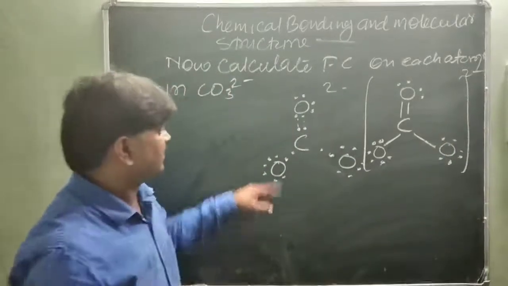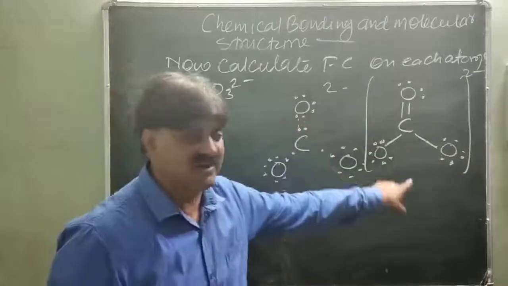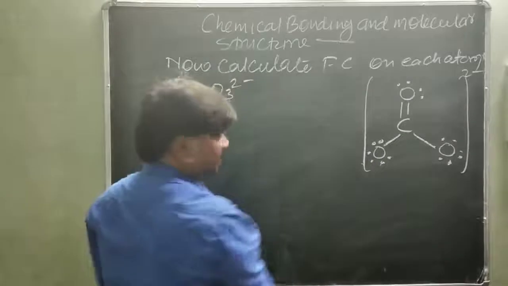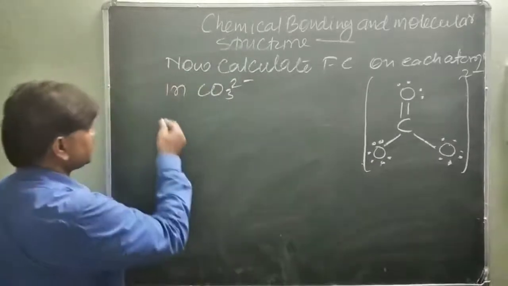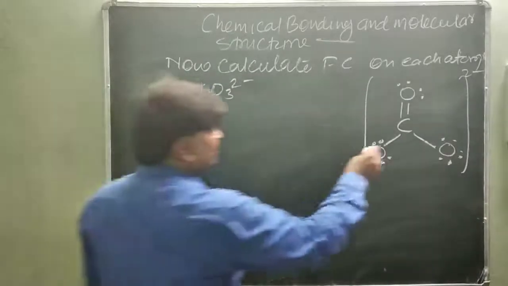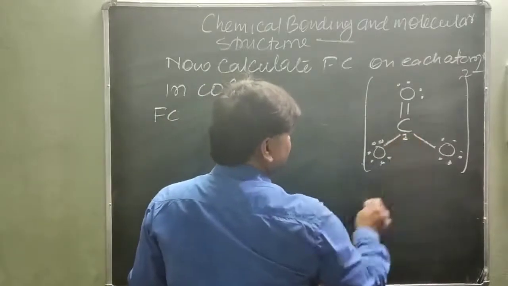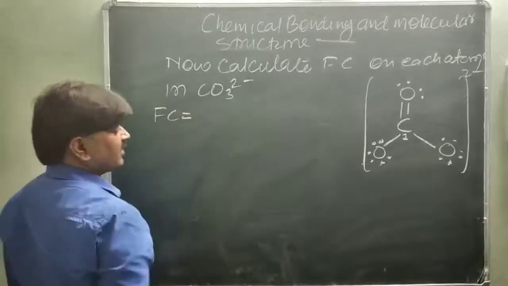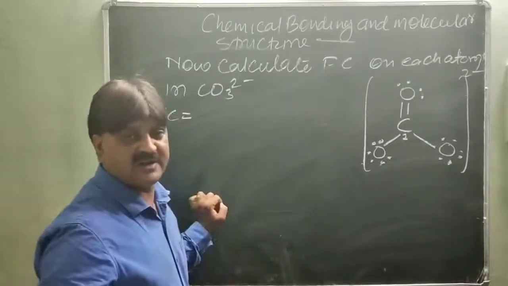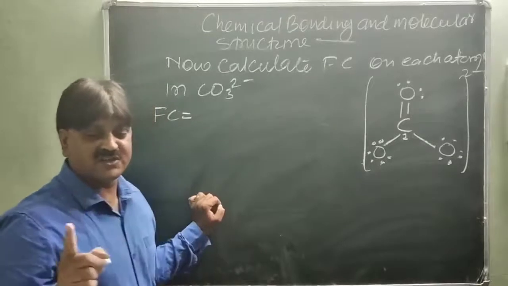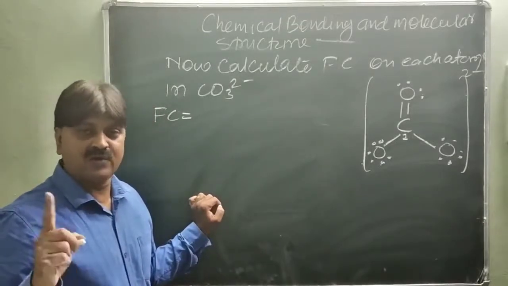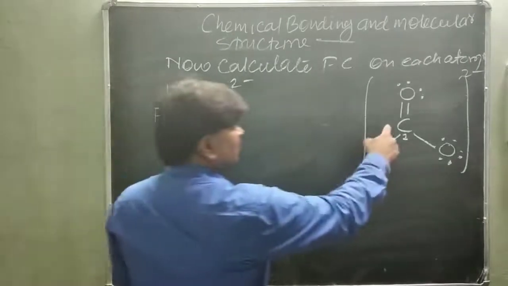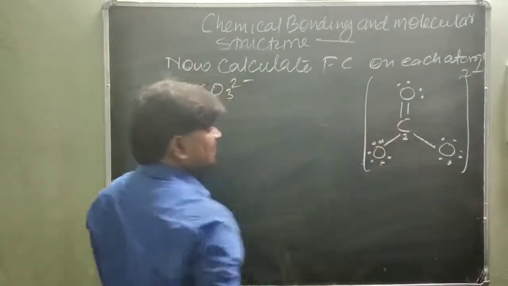How do you calculate it? Here is the Lewis dot structure in bond form. The structure is given, so calculate the formal charge. This is the formal charge on the carbon atom. First we are calculating this carbon. Formal charge is equal to the number of valence electrons. How many electrons are in the carbon atom? The atomic number is 6, so obviously 4 electrons are present in the outermost shell of carbon. So this is 4. There is no lone pair of electrons on carbon.